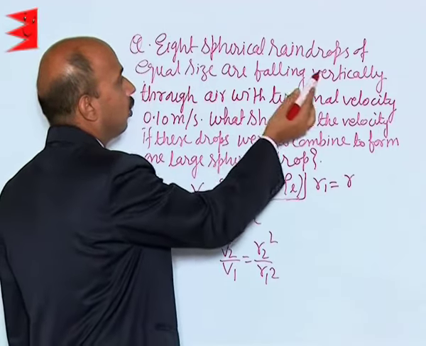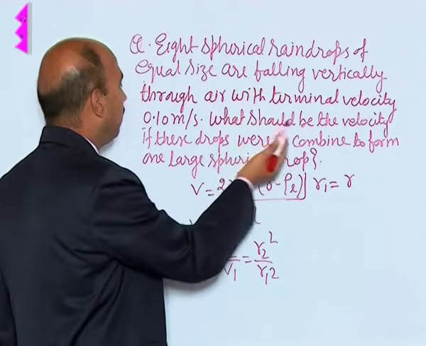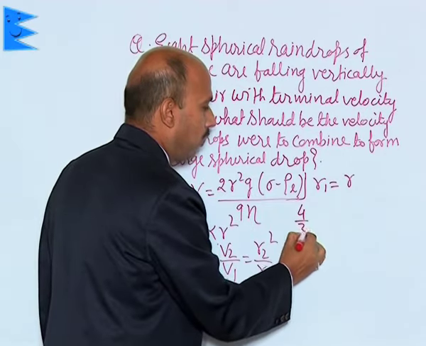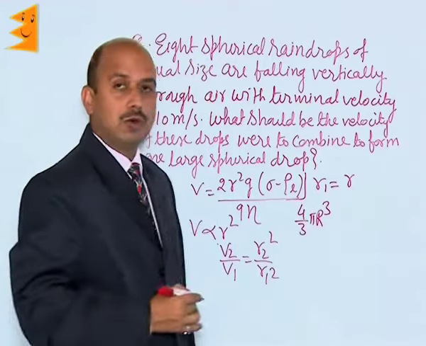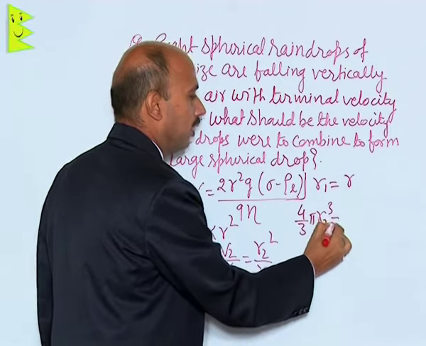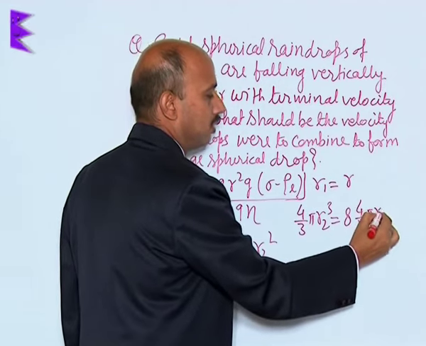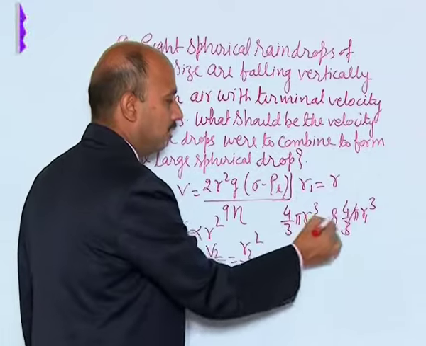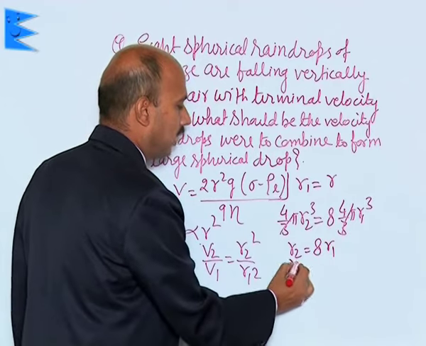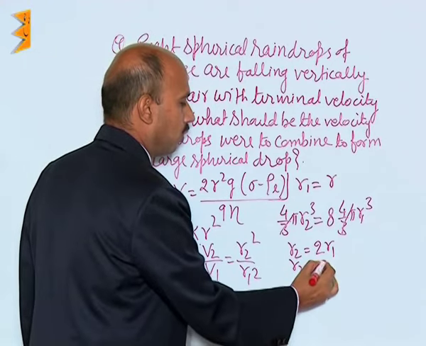So the 8 spherical drops of equal size are falling vertically through air with this terminal velocity, and these drops are combined. So we can write here 4/3 π r³, that is the volume of the bigger drop which will be formed. We can write R2³ is equal to 8 into 4/3 π R1³. This and this will get cancelled. You will be getting R2³ is equal to 8R1³, that is R2 is 2R1. So R2 is equal to twice of R.